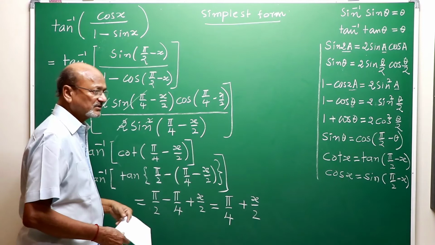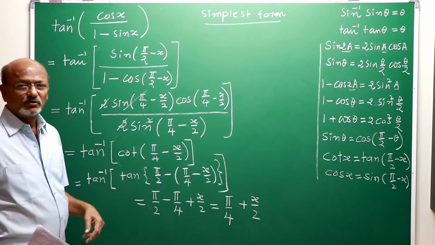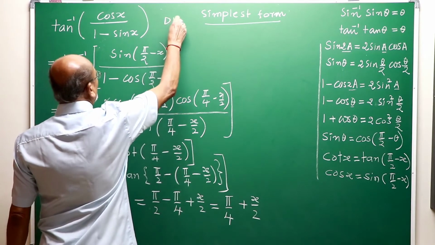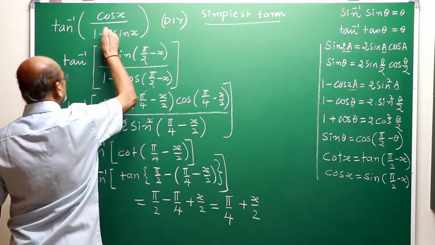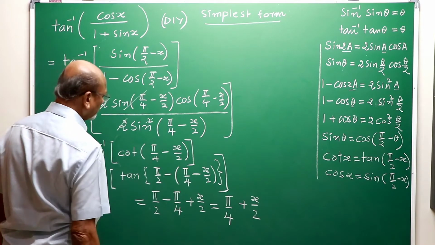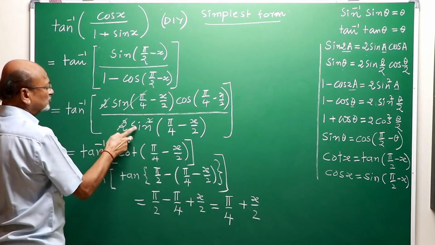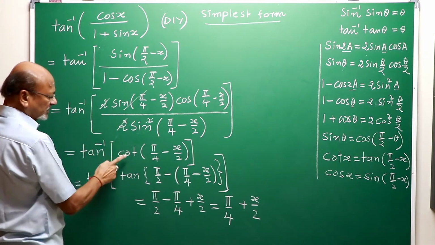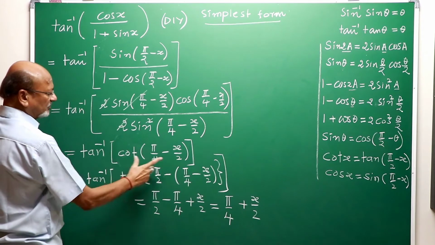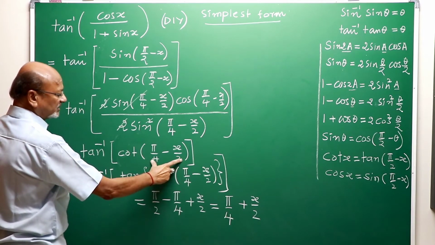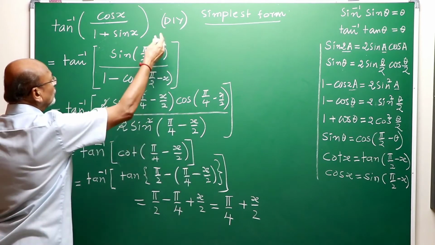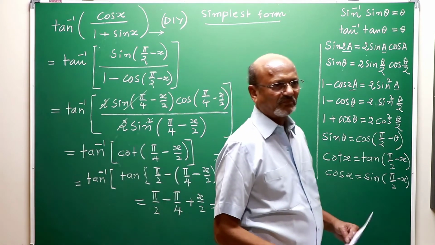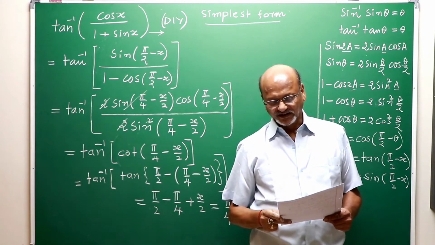Very important. Maybe under 2 marks, otherwise 3 marks. If you want to try at home, do it yourself. If you want, we can try this with plus. If it is plus, it is simple. What does it become? If it is plus, it becomes cos square. Cos cancels. You are left with sin upon cos. What is sin upon cos? Directly we get tan. Tan inverse of tan. What is the answer? Pi by 4 minus x by 2. This you do yourself: cos x upon 1 plus sin x.